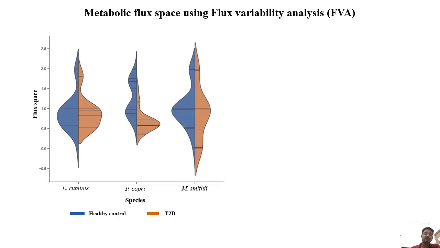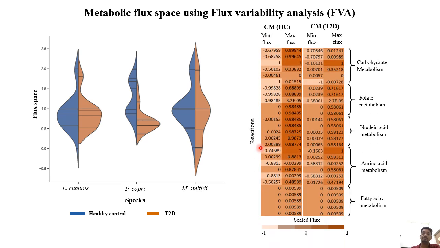Next, for the analysis, we performed flux variability analysis. Flux variability analysis shows the range of flux through which a point flux can flow. So we performed the flux variability analysis for healthy and type 2 diabetes. Here you can see that the range of the flux in the healthy and the range of the flux in type 2 diabetes are distinctly changed.